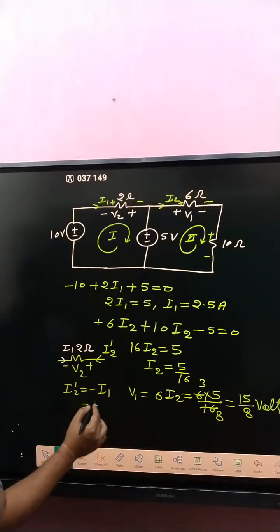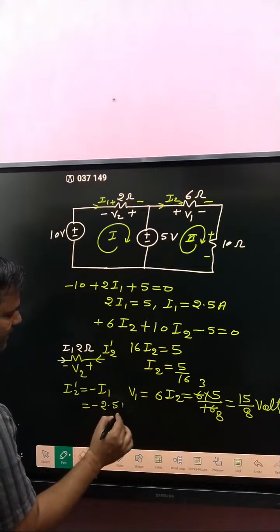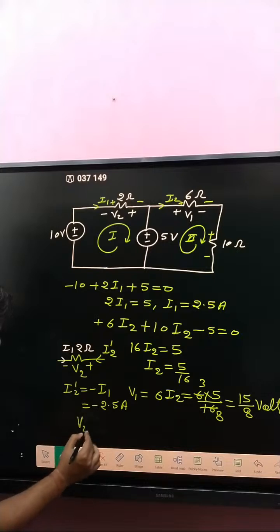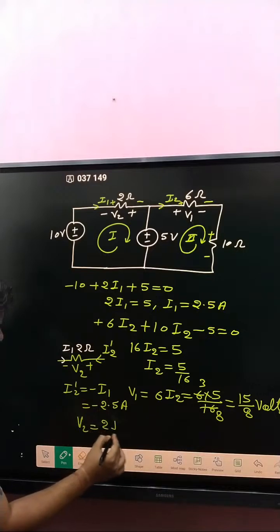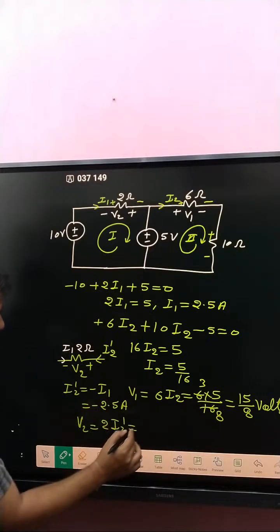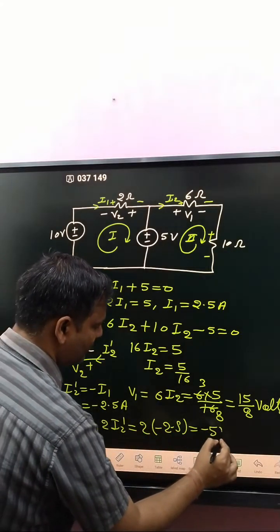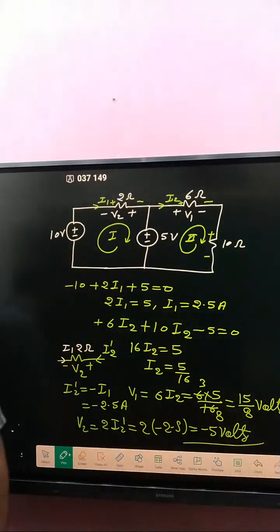So what about I1? I1 is how much? 2.5. So that is minus 2.5 ampere. So I2 dash is minus 2.5 ampere. So what about V2? If you write V2, here plus to minus, current enters I2 dash. So 2 into I2 dash. So 2 into minus 2.5. That is how much? Minus 5 volt. That is the right answer. If anyone faced doubt, then comment. I will discuss again.